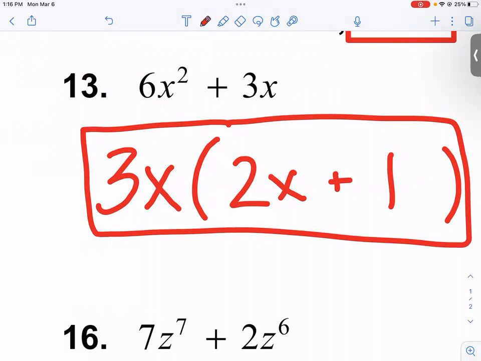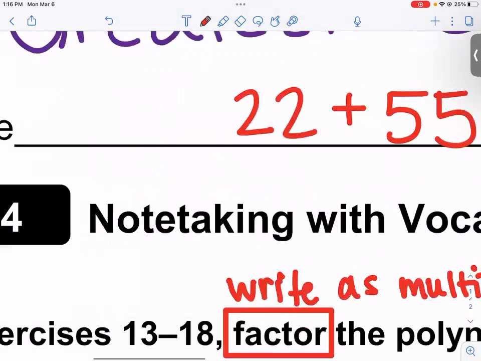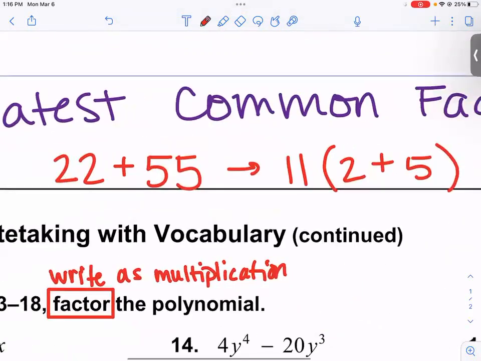What did you ask me? Why do we have to do the 2x plus 1 in parentheses? So we found the GCF and we divided it out, but we have to write what's left because we want these two to be the exact same thing. Kind of like up here with this, right?